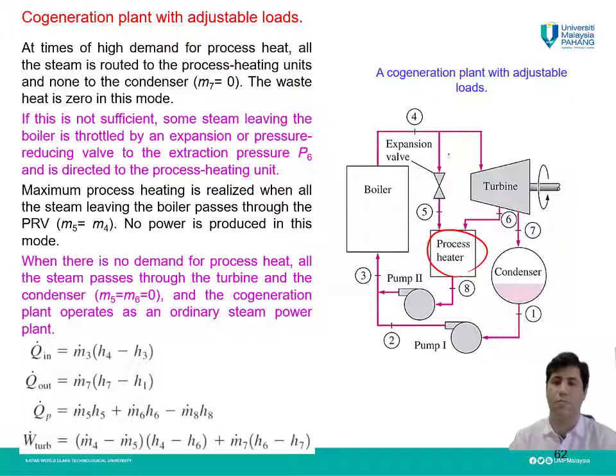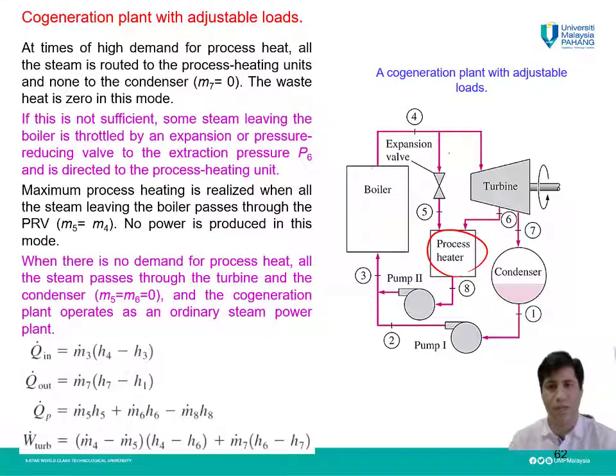The whole steam will go after turbine to the process heater, and the condenser is out of the cycle. In this mode, the waste heat is zero. If this is not sufficient, some steam leaving the boiler is throttled by an expansion or pressure reducing valve to the extraction pressure, or P6, and is directed to the process heating unit.